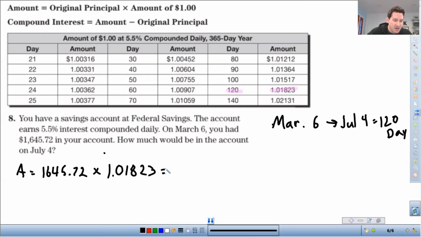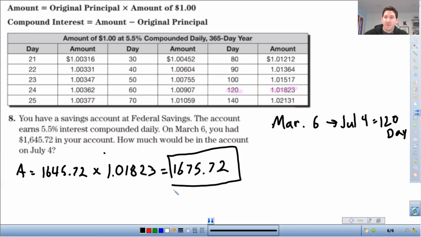Got my calculator again. So 1,645.72 times 1.01823 comes out to $1,675.72. And then just make sure you're reading the question carefully. How much would be in the account? We don't need to find out how much interest earned, just how much is in the account. $1,675.72.